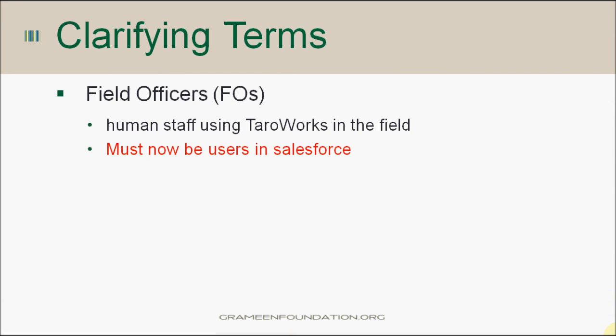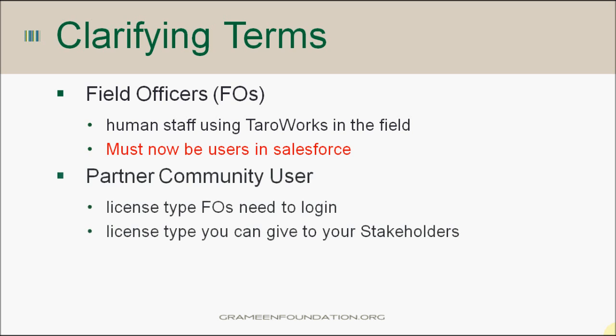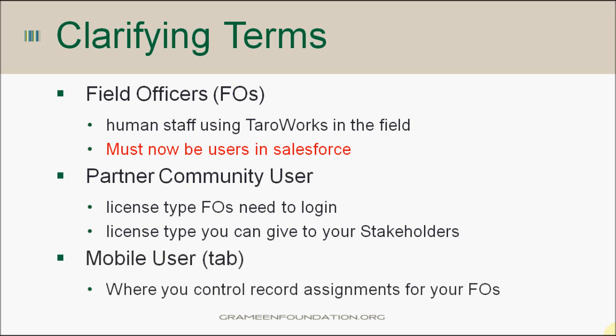So to clarify some terms up front, field officer, again, these are the human staff using TaroWorks in the field. Right? With 3.0, these field officers must now be users in Salesforce. The license type that they'll need to log in is the partner community user. This is also the user type you can give to your stakeholders, such as donors, in order to share your results. Right? And the mobile user, previously in 2.27, it's actually a record. Now we kept the interface similar, right? You still have the mobile user tab. It is where you'll control record assignments for your field officers, similar to what you have before. So I just want to call these out. If you have any questions about the terms, I'll be more than happy to go through them again at the Q&A part.